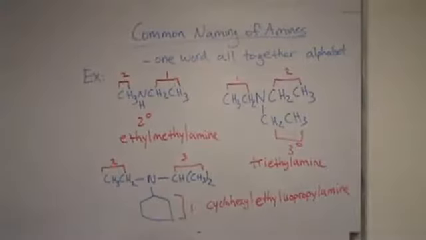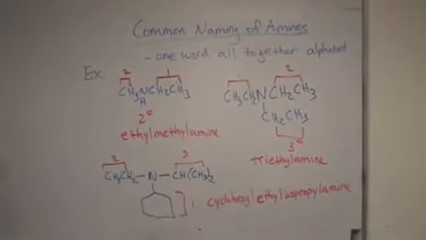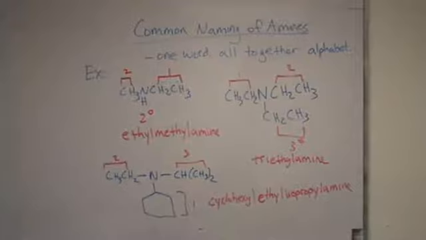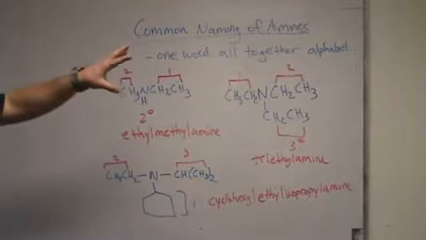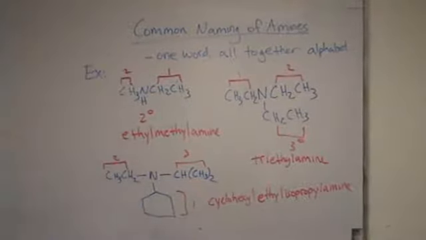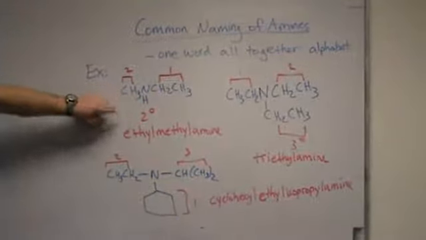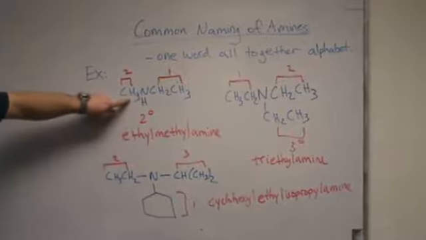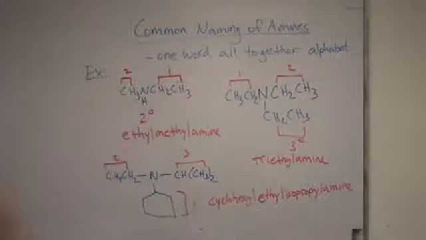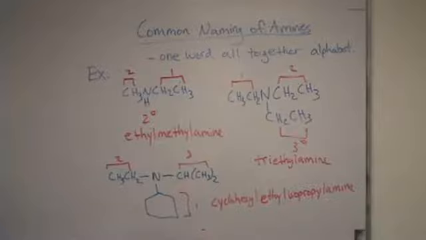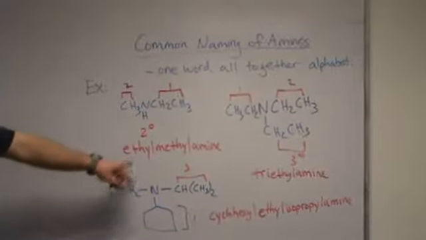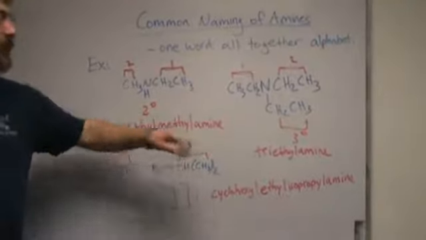Okay, now let's look at the common naming of amines. This one's probably the easiest because all we're going to do is combine everything into one word, alphabetically. For example, if we look at this amine here, you can see that it's a secondary amine. It's attached to this methyl group and this ethyl group. So if we put it all together in one word alphabetically, it'd be ethyl methyl amine.